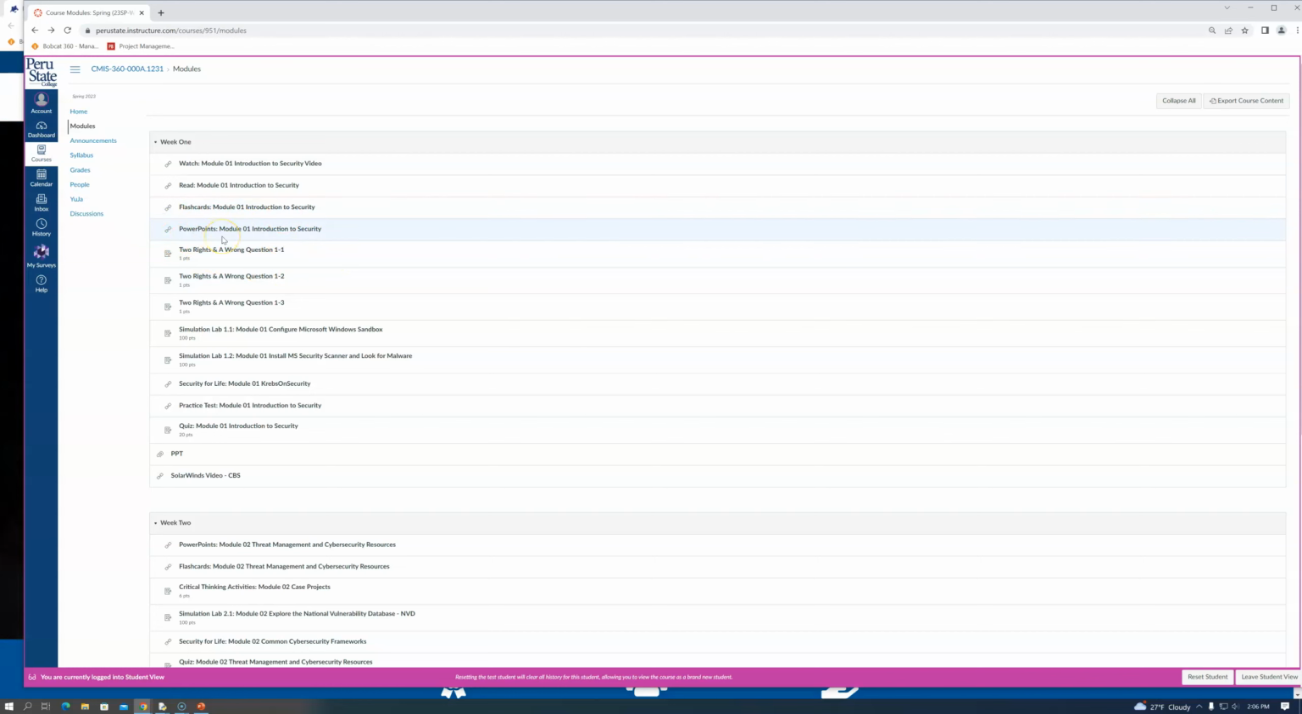PowerPoints here. These are the same things I'm going to talk about, just the generic PowerPoints out of the book. Again, it's a quick way to run through the book and see what the author has thought is most important in that chapter.